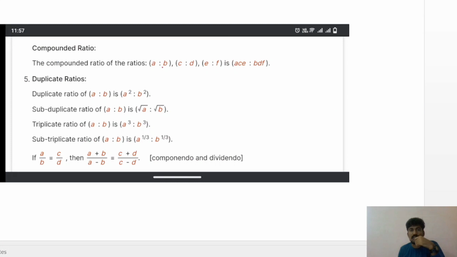To find out the compound ratio, A, C, E are the antecedents, B, D, F are the consequents. So ACE is to BDF is nothing but the compound ratio. To find out the duplicate ratio of A is to B, we have to square the values: A square is to B square. Suppose 3 is to 4 is the ratio, to find the duplicate ratio we square the numbers. Then 9 is to 16 is the answer.